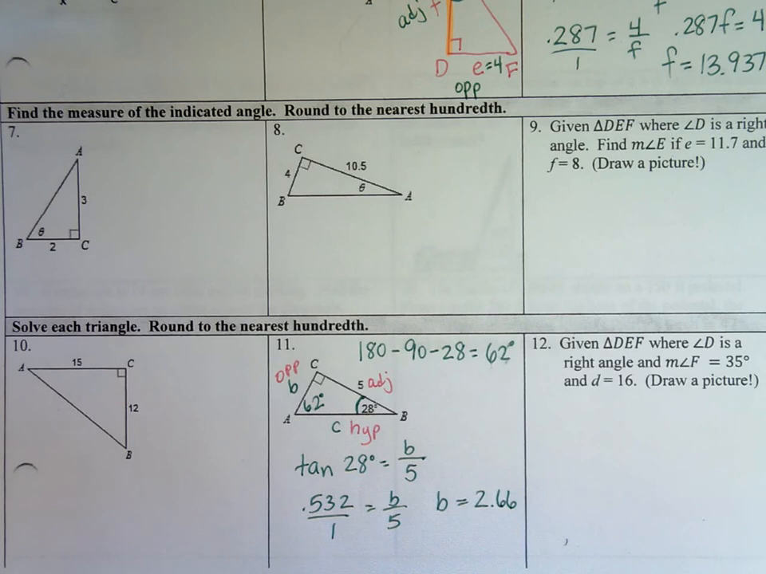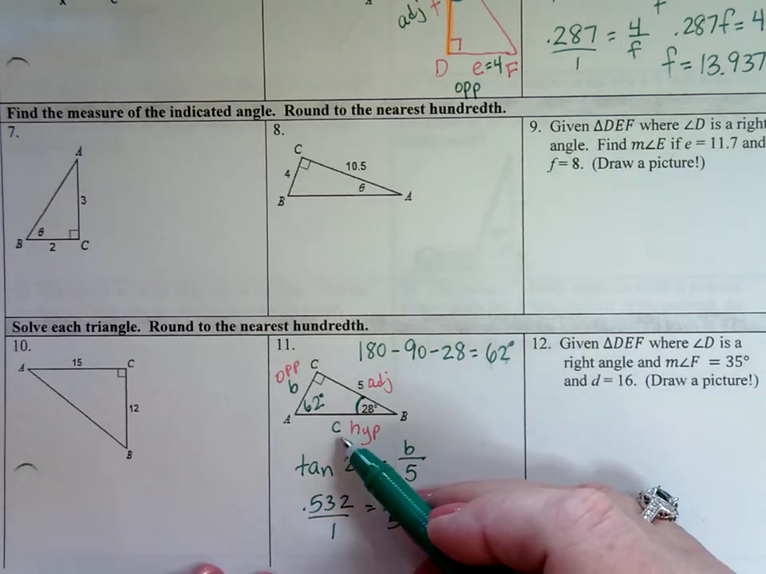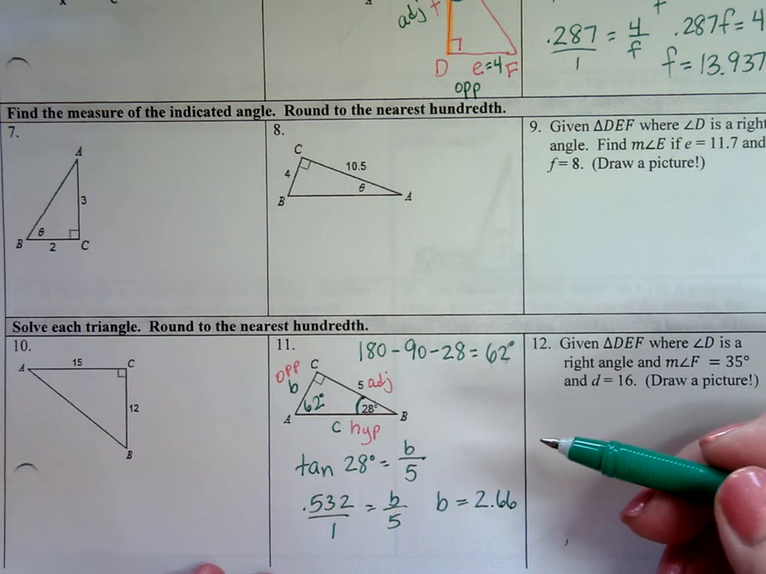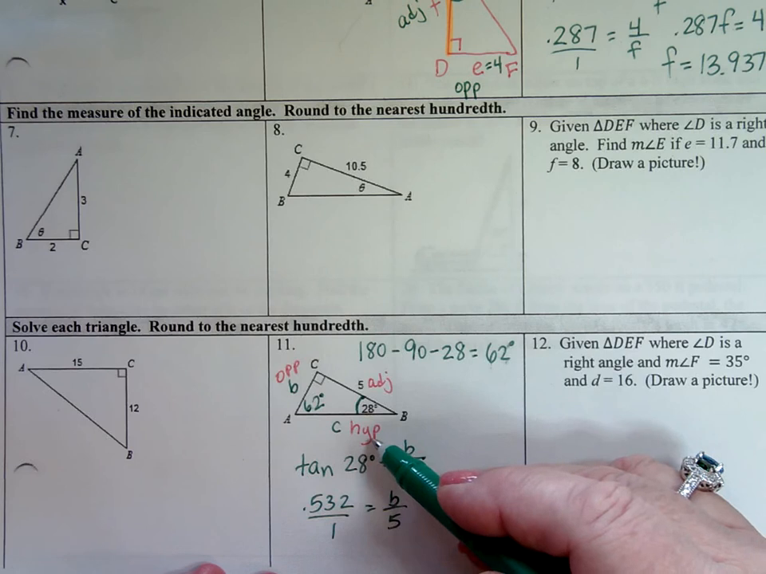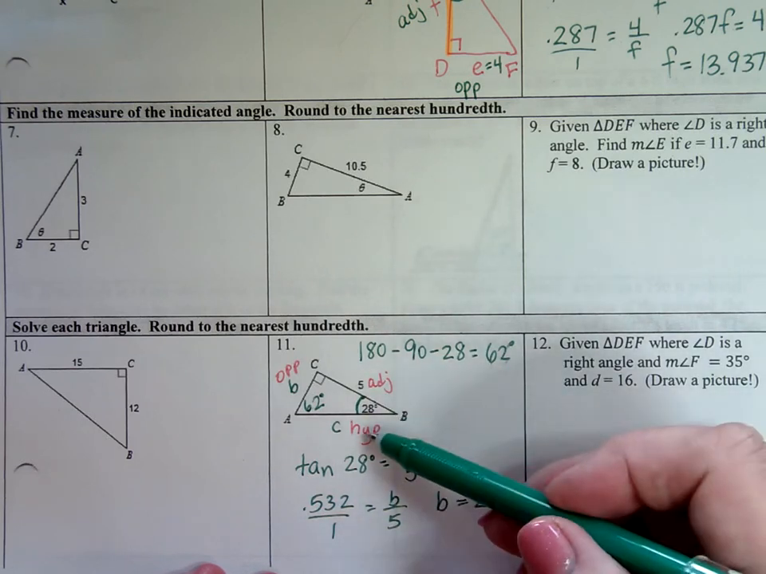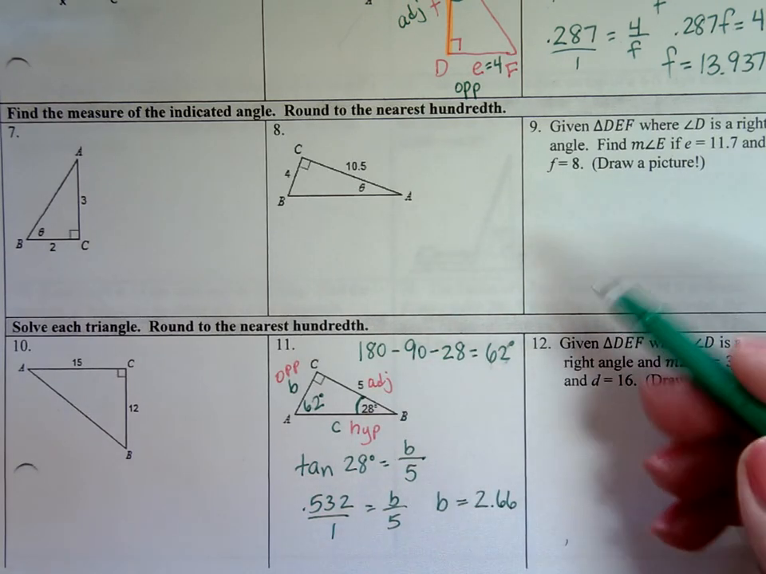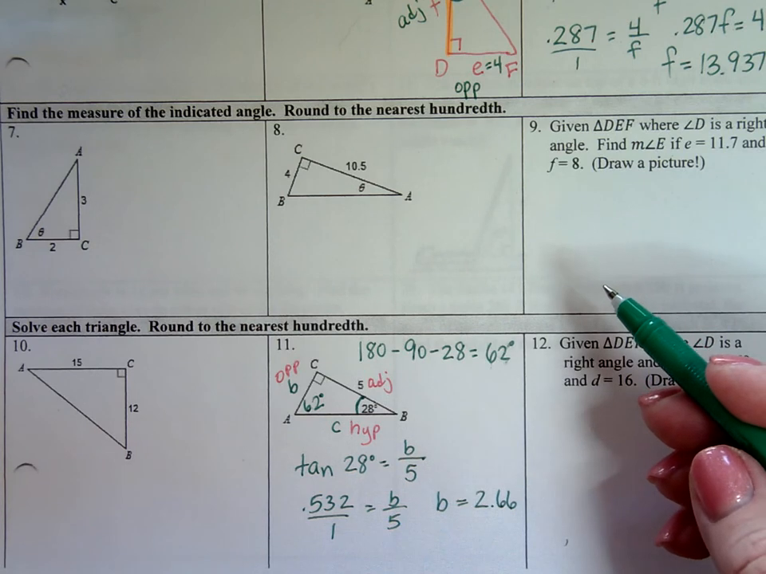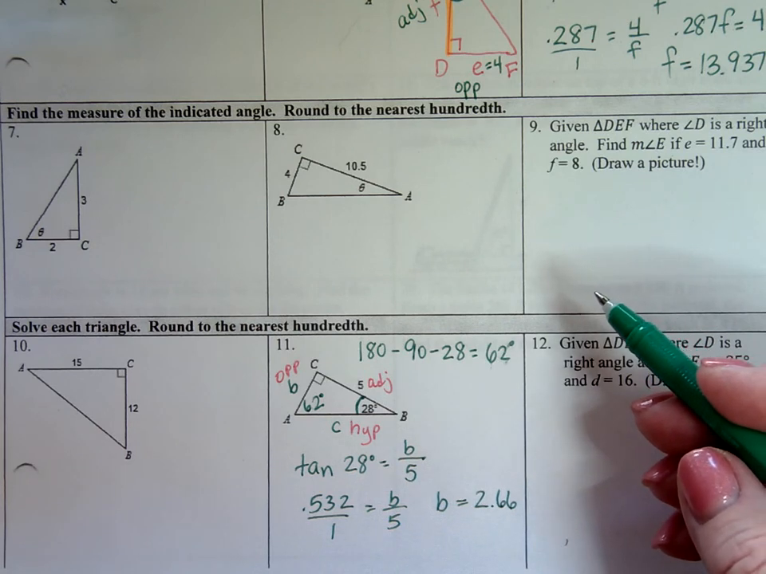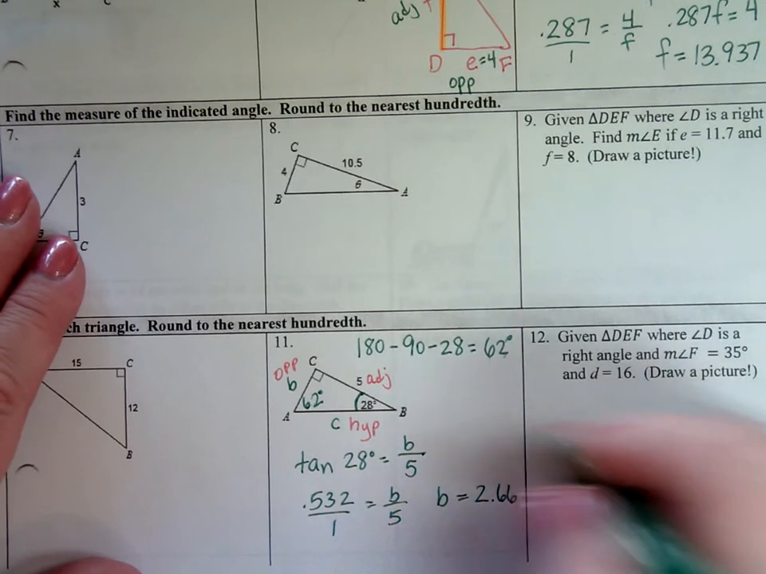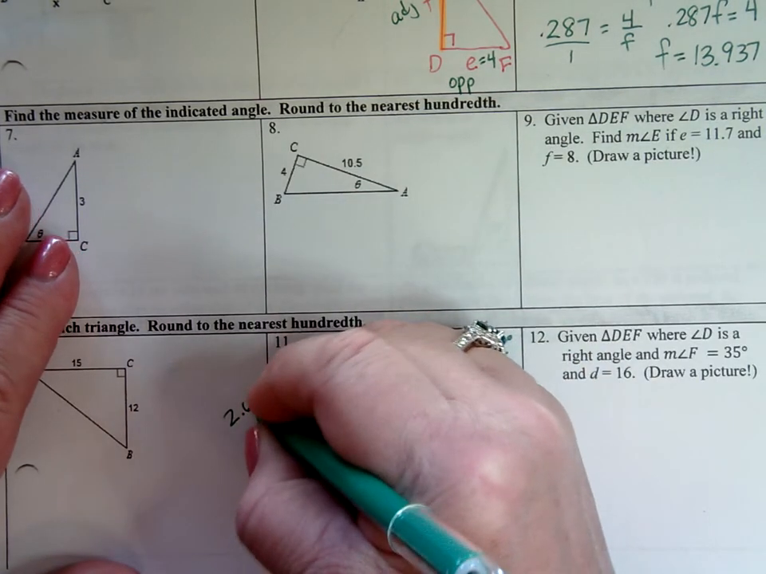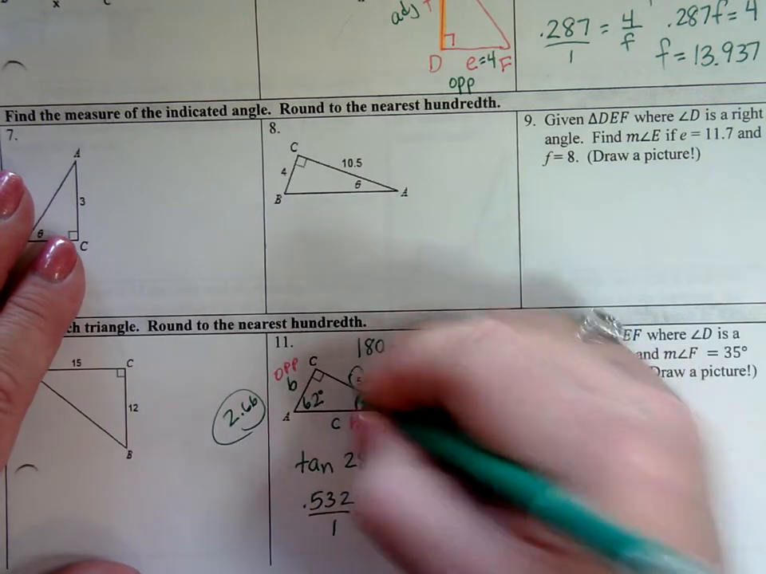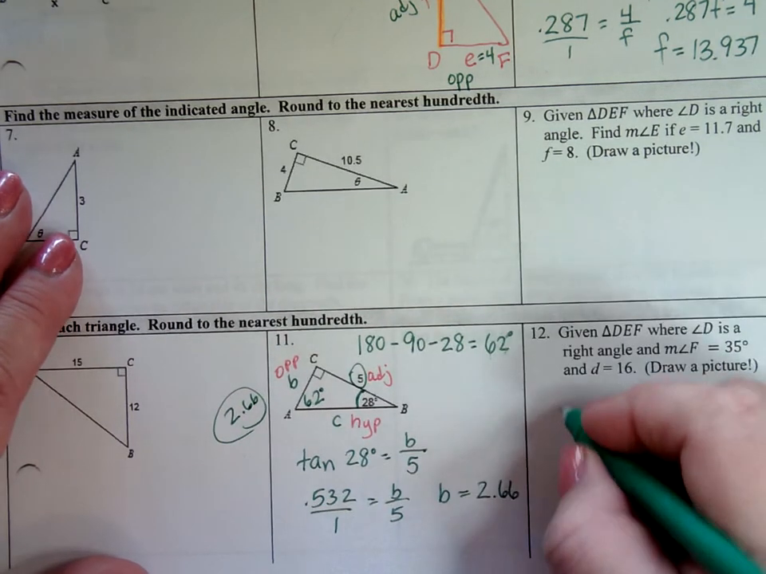All right, now I'm going for C. Again, I can use Pythagorean theorem at this point. I can pretty much use almost anything that deals with the hypotenuse. Because this is the hypotenuse, do you want to use Pythagorean theorem for kicks and giggles? If I know this side over here was 2.66, and I know this side's 5, I'm looking for the missing hypotenuse.